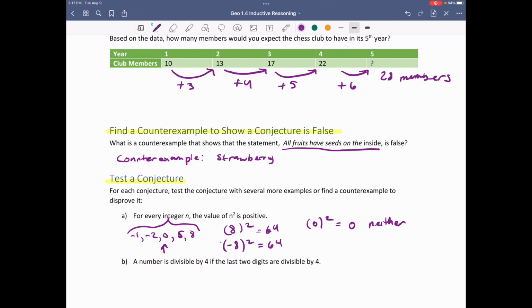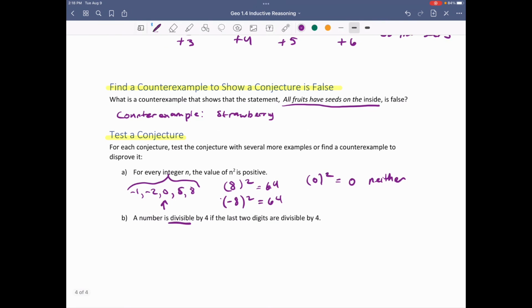Now for example B. A number is divisible by 4 if the last 2 digits are also divisible by 4. Divisible means it can be divided by 4. So it can be 12. It can also be 8. So if we had big numbers with 2 digits, the last 2 digits divisible by 4.